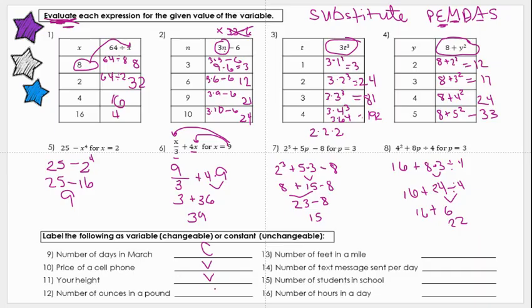The number of ounces in a pound is always the same. That is a constant. The number of feet in a mile is the same. It's constant. The number of text messages sent per day varies from day to day and person to person. So that's a variable. The number of students in school varies from school to school and possibly from day to day and month to month. But the number of hours in a day is always the same. So that is a constant.